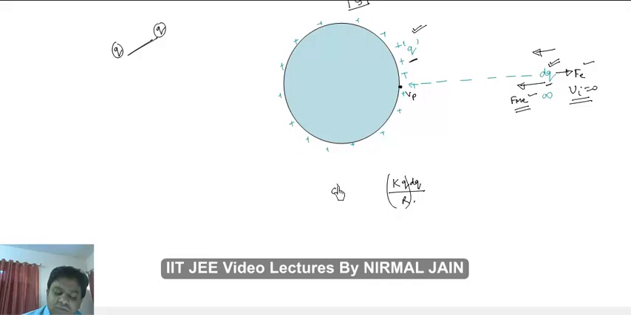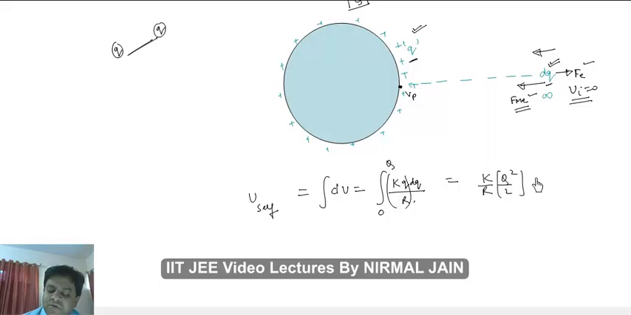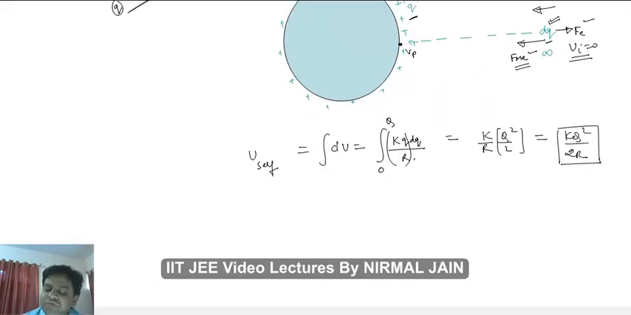So this is the small potential energy of this dq, and I have to integrate this potential energy to get the complete self energy. I can put the limits of q, which is from 0 to Q. So k by r is constant, the integral of q dq is simply q square by 2. So the self energy comes out to be equal to kQ square by 2r for a hollow sphere. Hollow sphere can be conducting, non-conducting, but it has to be uniformly charged only, right?